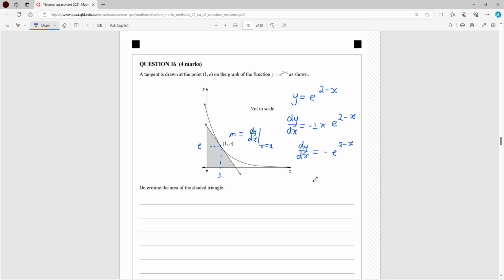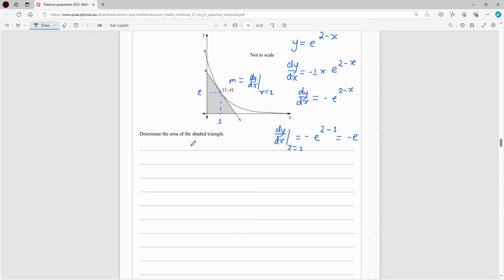So we want the gradient there. We just chuck in x equals 1 now. So dy/dx at x equals 1 will be negative e to the 2 minus 1, and pretty much that's going to be e. So it'll just be negative e. So the gradient there is negative e. So this is what we know. Okay, it's a straight line.